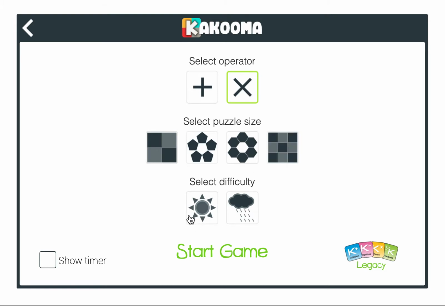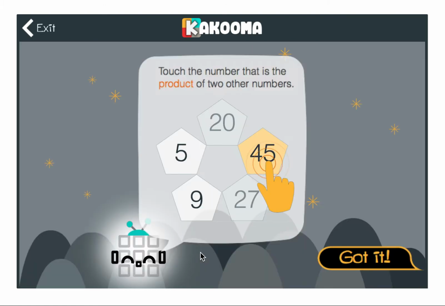And then you have select your difficulty, sunshine or rain. I always challenge you to do something that will push you, something that is not too easy, but also remember to choose something that does not frustrate you, that is not too difficult, and you don't even understand what you're doing. So find that right challenge zone for you. For me, I'm going to go with a 5-number puzzle, and I am going to go with the sunshine difficulty. Then it says touch the number that is the product of 2 numbers.